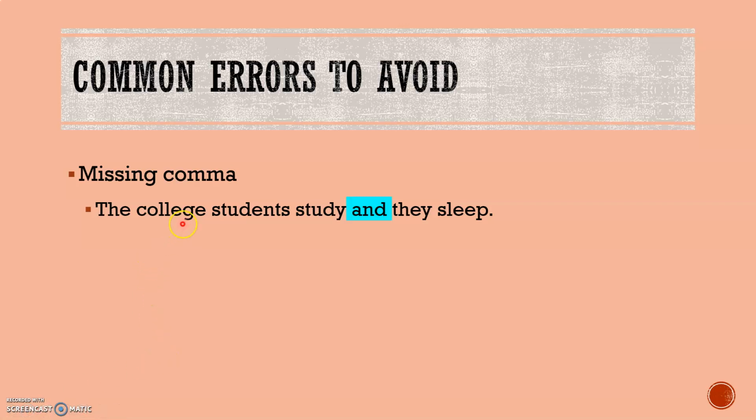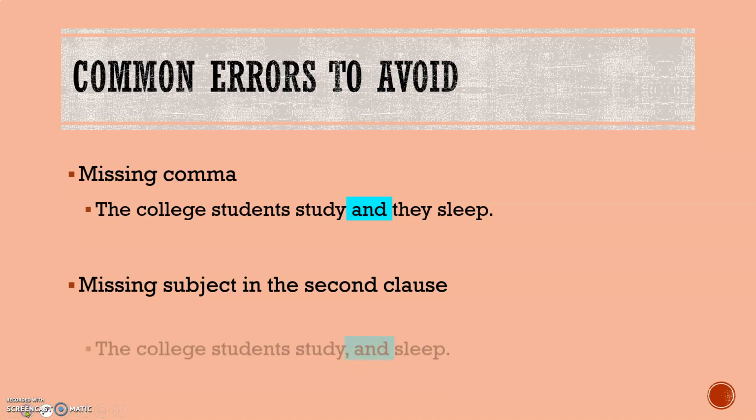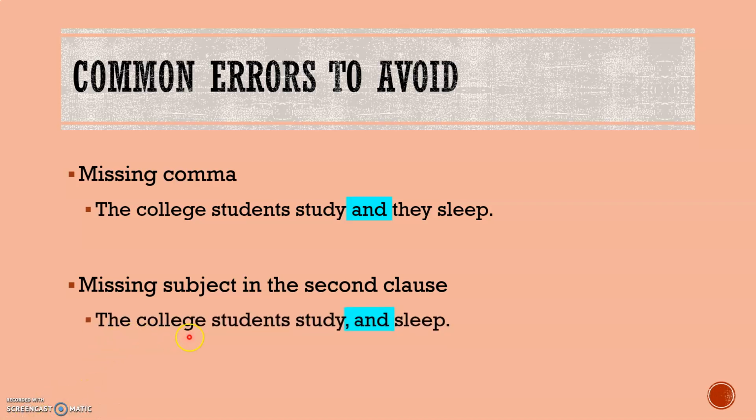You've got an independent clause with college students study, subject verb, they sleep, subject verb, and when you've got those 2 independent clauses, you definitely need the comma before the and. The other common error is missing the subject in the second clause. The college students study and sleep.